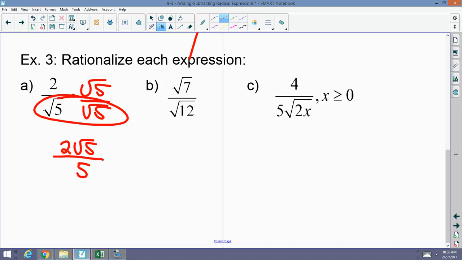If you ever forget that, remember, square root of 5 times square root of 5 is square root of 25, because you can multiply the insides. And the square root of 25 is 5. Bing, bang, boom, I'm done.